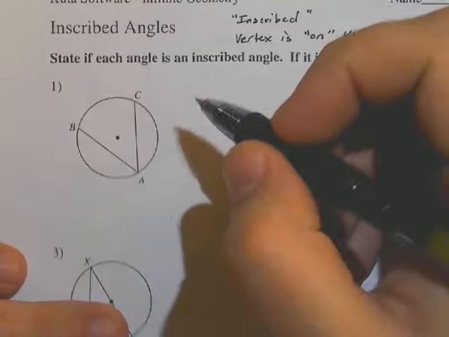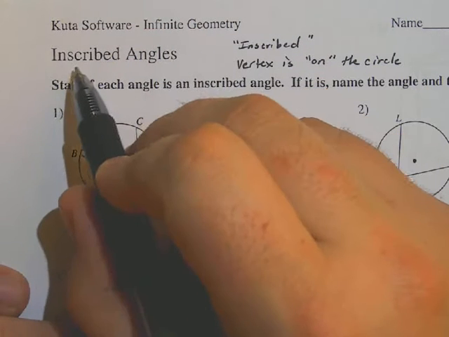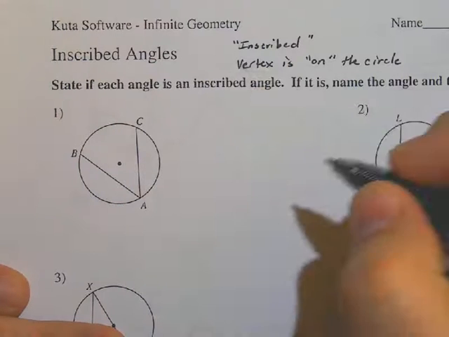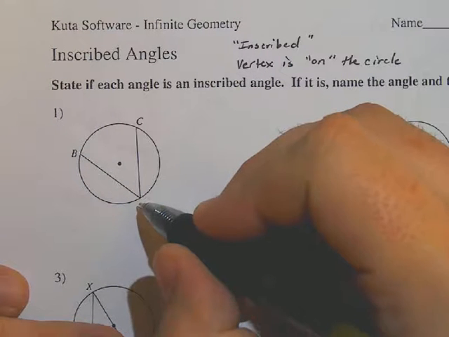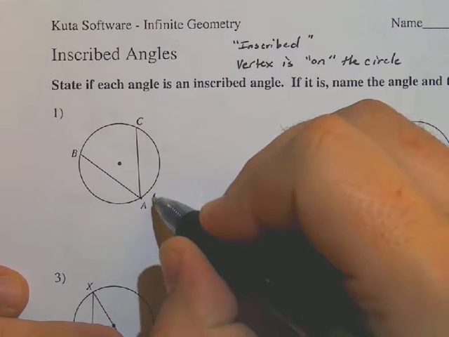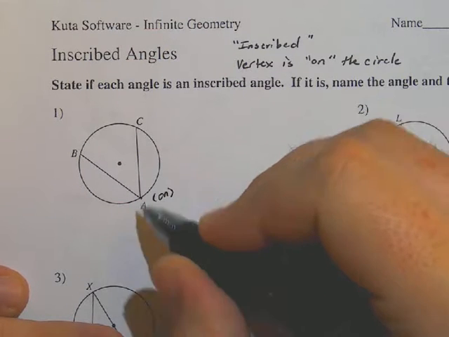So we talked today in the notes and yesterday about inscribed angles. Inscribed angles are angles that have the vertex of the angle on the circle.